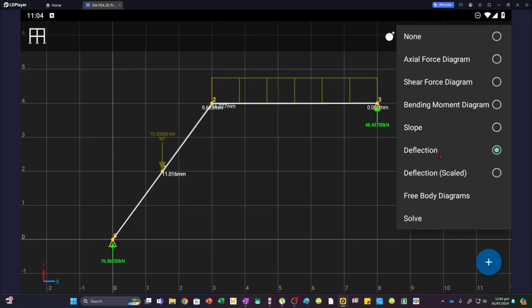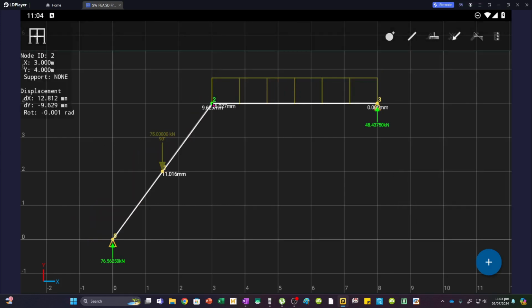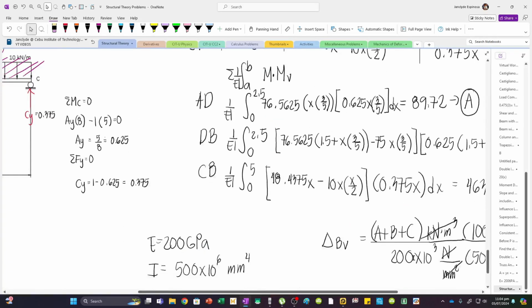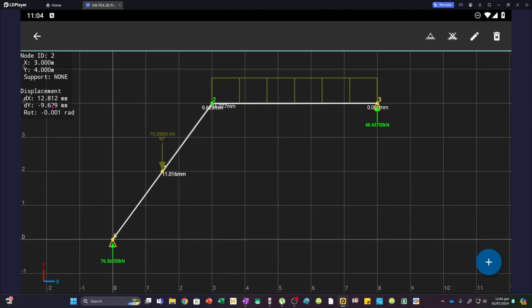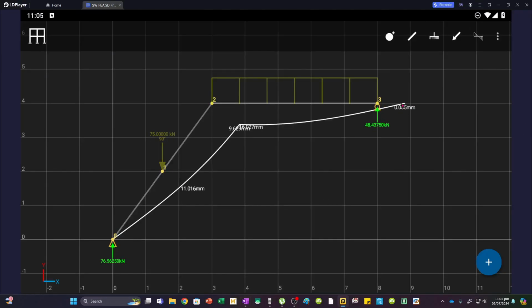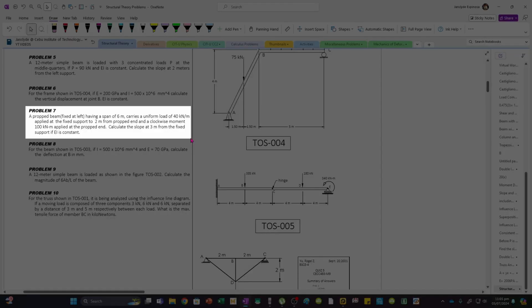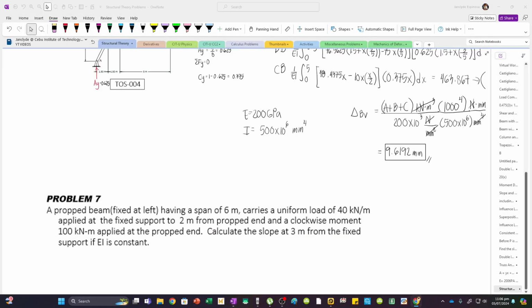Now, clicking on deflection, we have the following deflection at point B. dy is minus 9.629, which is the same with our answer, 9.6192. Yan. So this is now the diagram of the deformation. So this is the elastic curve. So 9.629 is the movement of B along the y-axis. Yan. This is done. Problem 6. So we are now on problem 7. Copy na lang natin for a while.